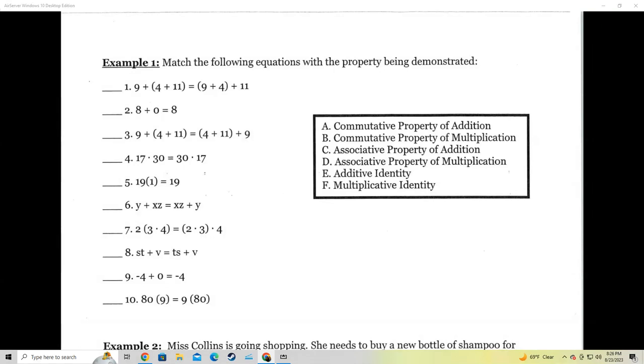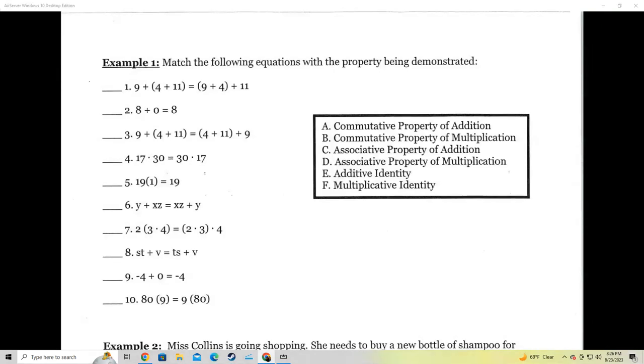The first one says 9 plus 4 plus 11 is equal to 9 plus 4 plus 11. The first thing I want you to notice is the order of the numbers did not change. It's still 9, 4, 11, 9, 4, 11. That means it is not commutative property. Commutative property is when your numbers switch.